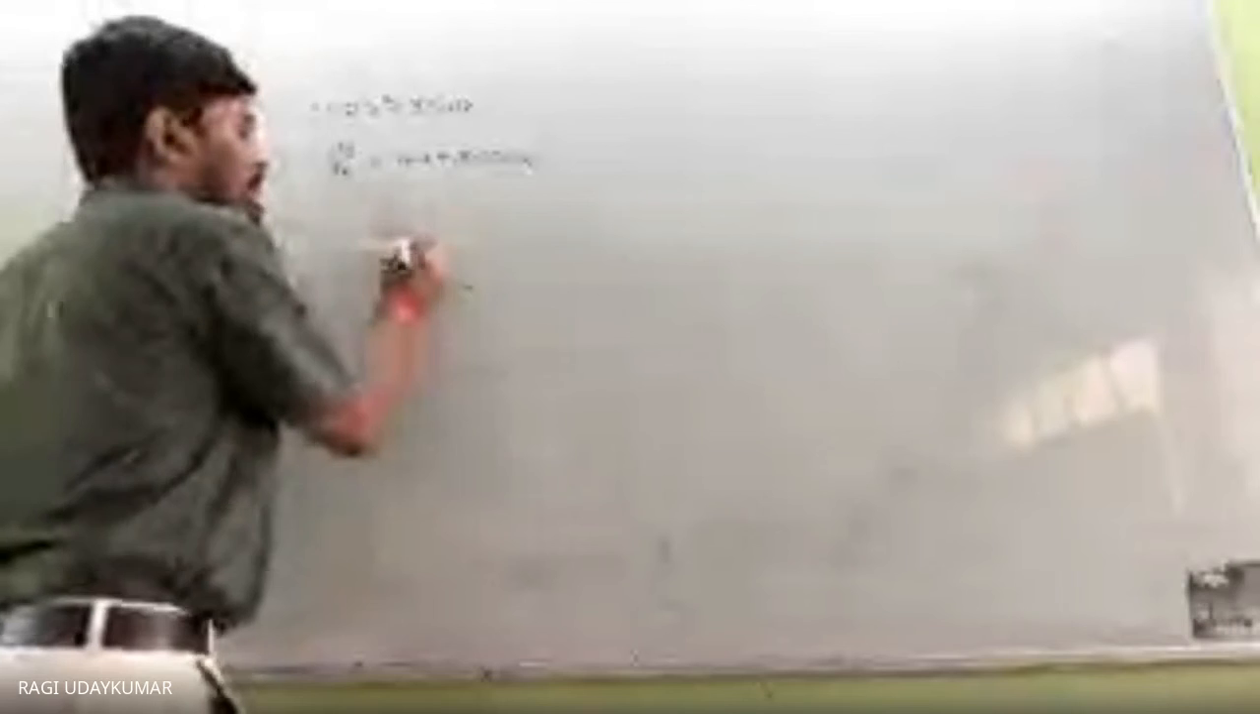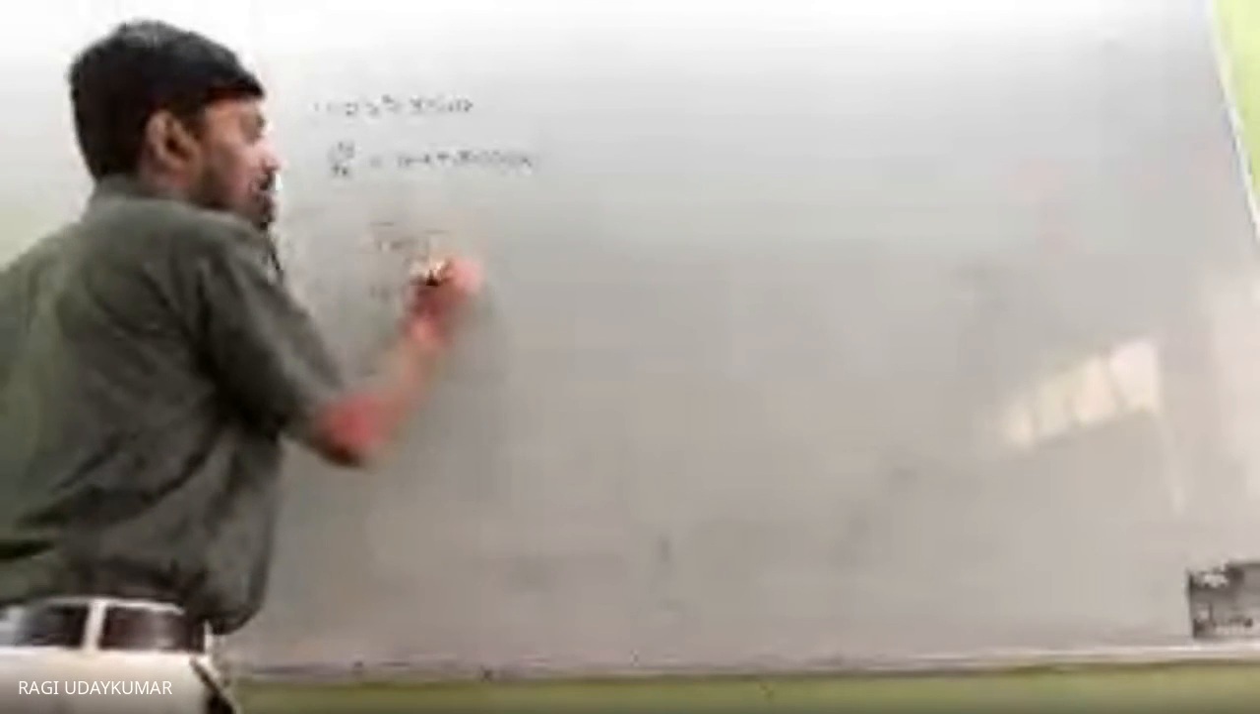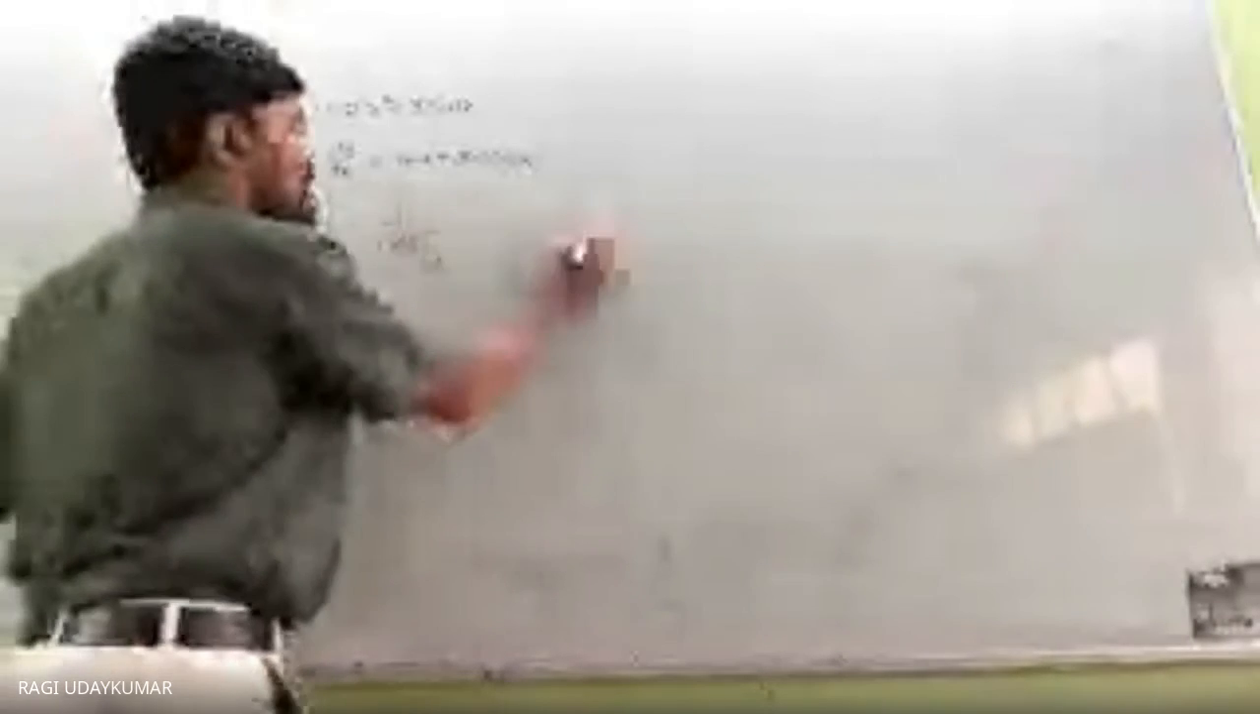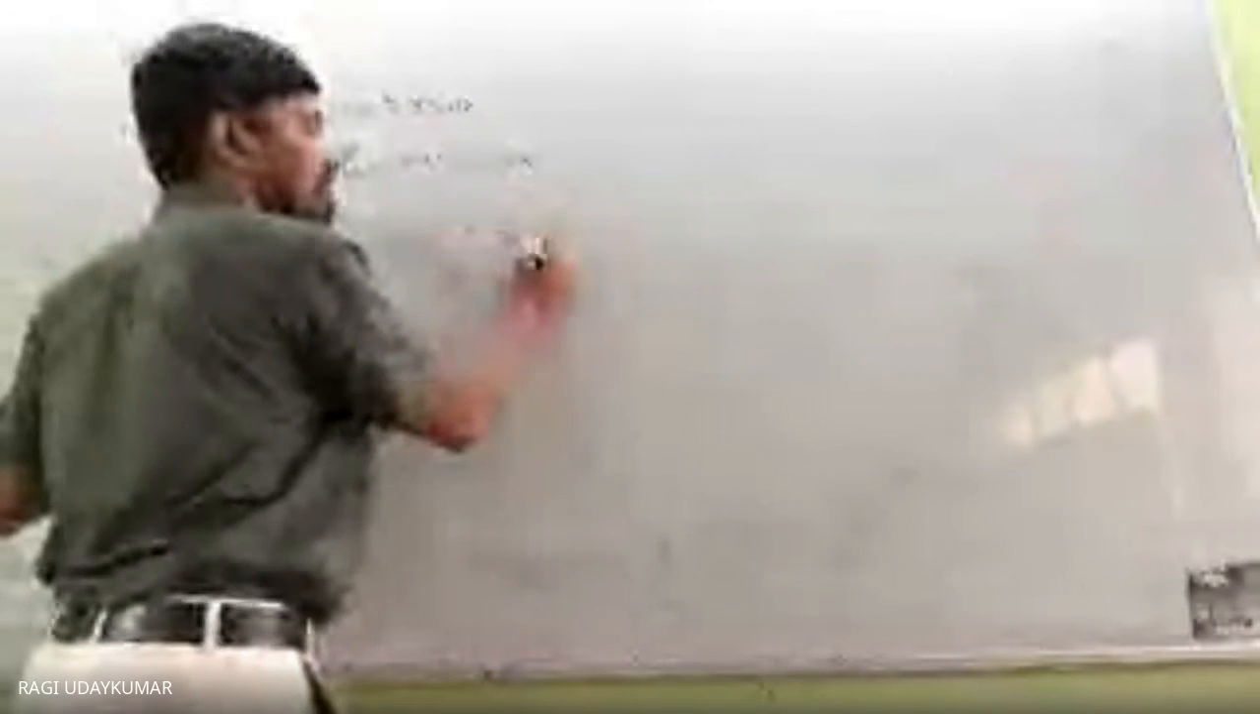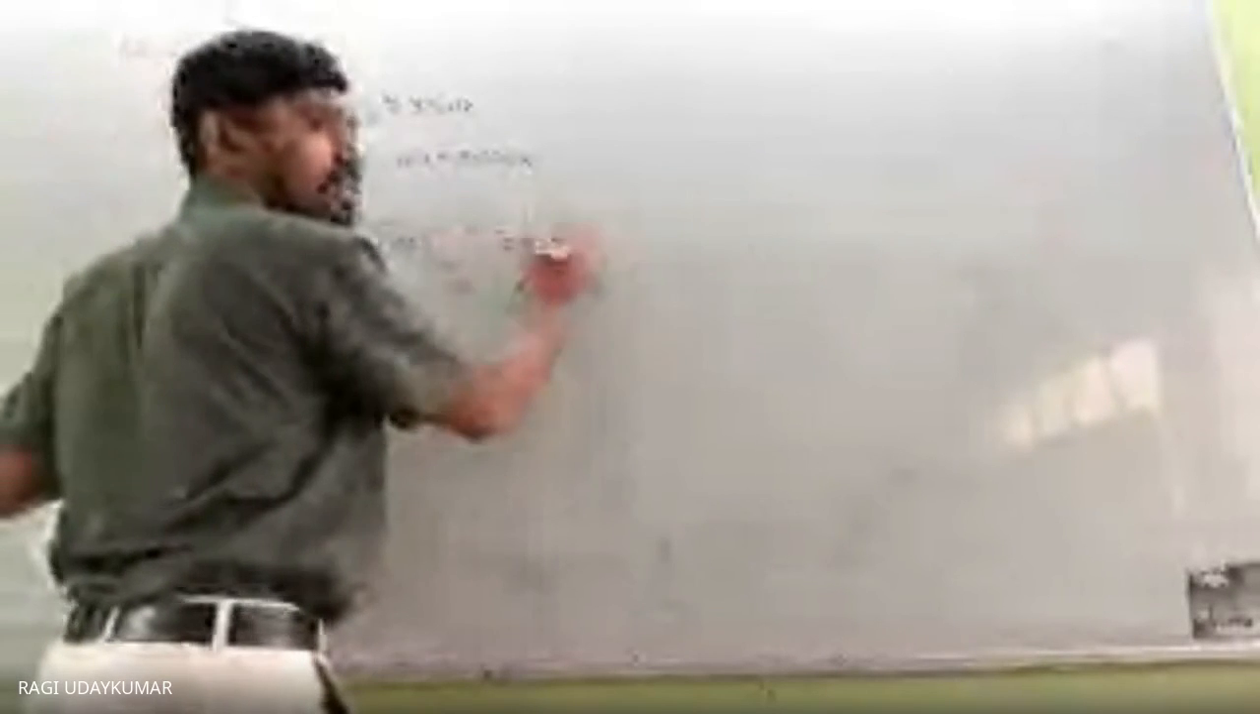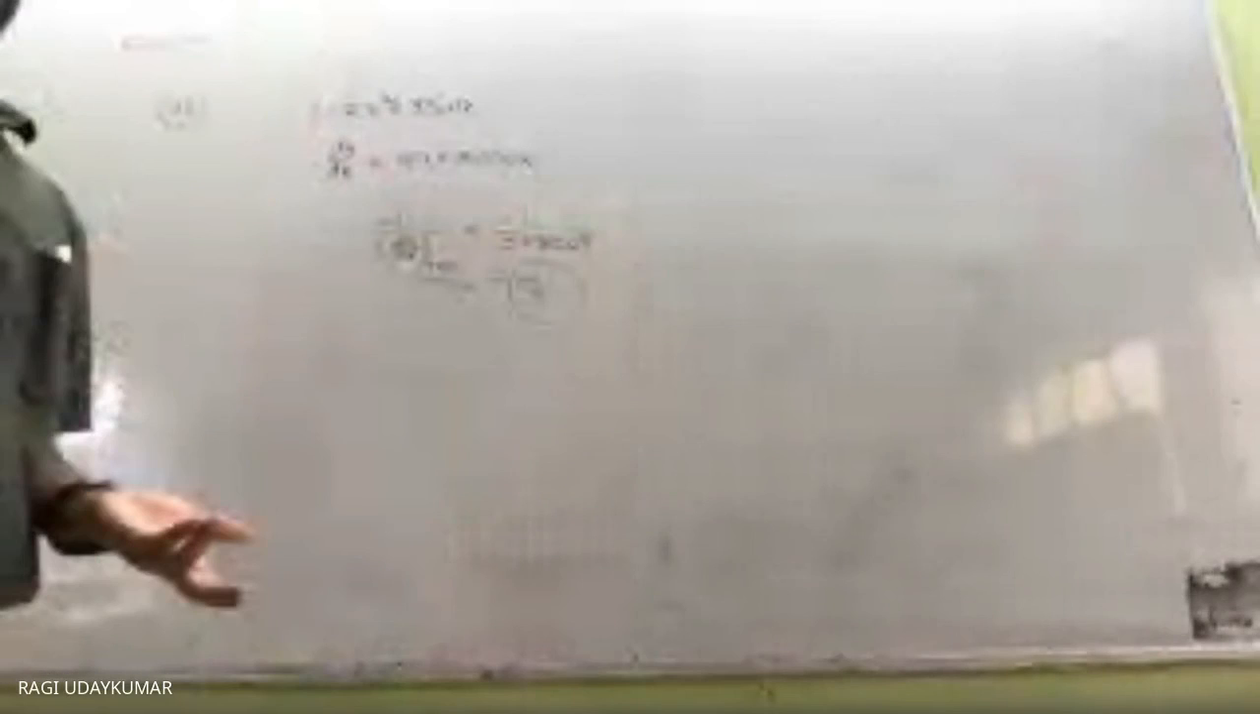So dy by dx is equal to 4x plus 3 cos x. At x equal to 0, the slope of the normal is minus 1 by dy by dx at x equal to 0. So 4x becomes 0, and 3 cos 0 degree is 3. So minus 1 by 3. Minus 1 by 3 is the slope of the normal. If tangent is asked, it will be plus 3.